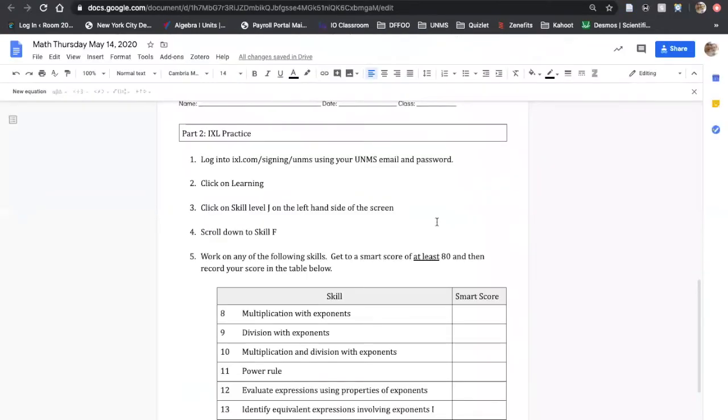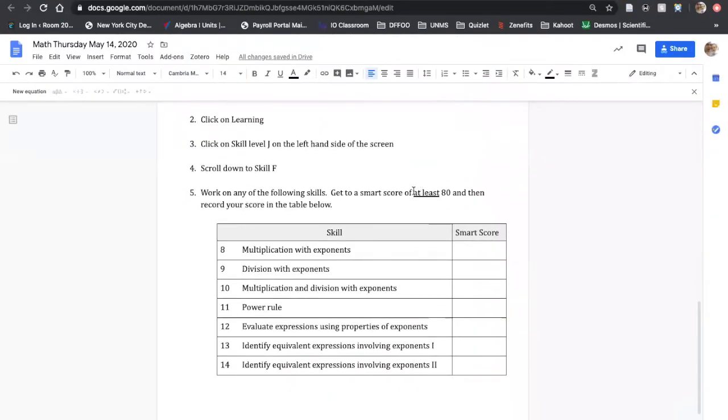And as you're working, you're going to try to get a SMART score of at least 80, right? You can go for the 100 if you want, but that challenge zone at the end can be kind of frustrating. So if you want to stop at 80, want to practice another skill, you can. And as you go, you're going to be editing over here to just say what your SMART score was, right? So let's say you got a SMART score of 80 there, put an 80. You skipped this skill, you went down to this one, you got a SMART score of 95, type those in, just so it's easier for me to track what you're doing, right?